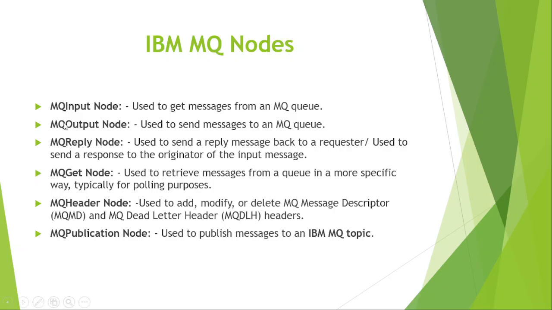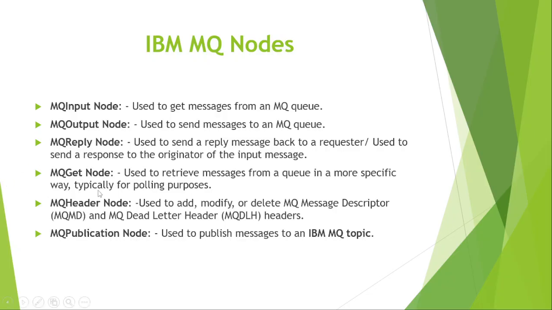In the MQ input node, mostly it is used to read a message from a queue. The MQ output node is used to write or send a message to a queue. The MQ reply node is used to send a reply back to a requester, or the originator of the input message.